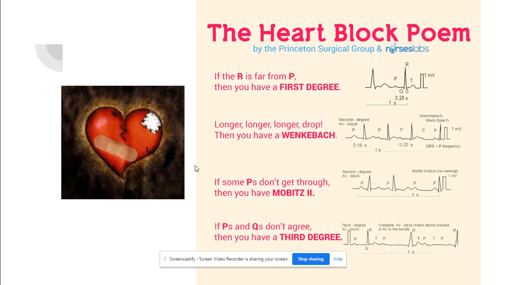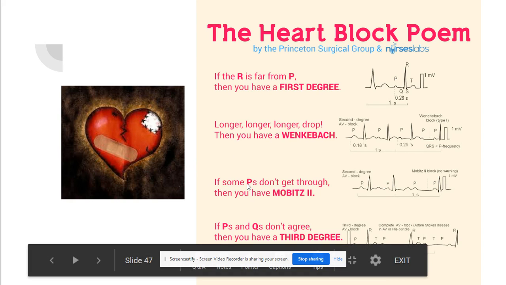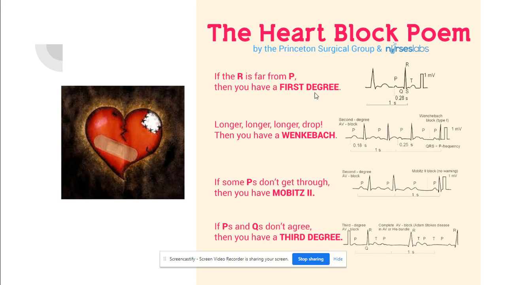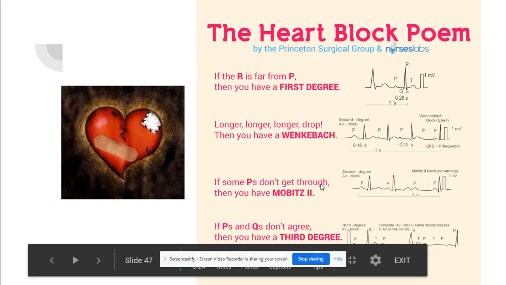Our second degree type 2 Mobitz is if some P's don't get through, then you have a Mobitz 2. And then our third degree or complete heart block is if P's and Q's don't agree, then you have a third degree. So I'll read that one more time for you. If the R is far from P, then you have a first degree. Longer, longer, longer drop, then you have a Wenckebach. If some P's don't get through, then you have a Mobitz 2. If P's and Q's don't agree, then you have a third degree.